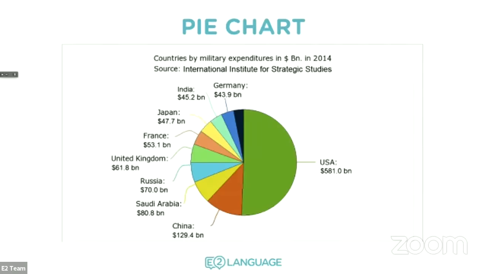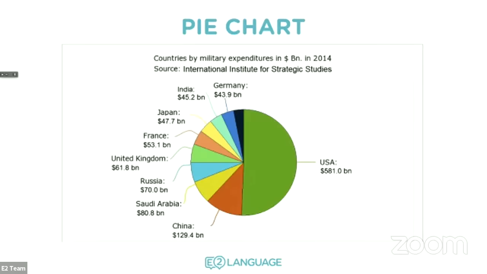This pie chart represents how much money countries spend on their military in billions of dollars in 2014. The USA spends far more than any other country at nearly $600 billion. This is followed by China and Saudi Arabia. And the countries that spend the least are countries such as Germany, India, and Japan at around $45 billion each. The United Kingdom spends about $61 billion. Overall, we can see that the USA far exceeds any other country on military expenditure.